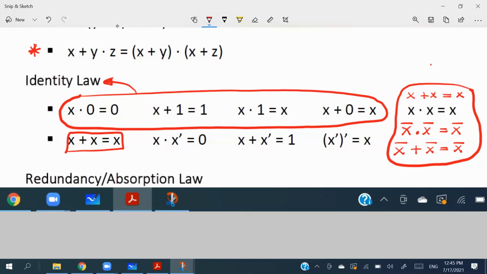So it says when identical variables are added, that means doing the OR operation, or multiplied, that means doing the AND operation, it's going to produce the same variable, the same value. X plus x is x. X dot x is going to be x again. So the same applies with the x bars. X bar dot x bar is x bar.